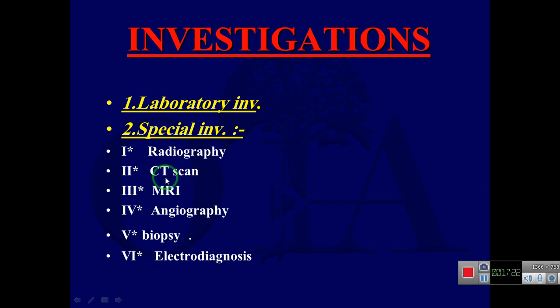CT scan, to study the cross section of the limb, and MRI. This is the gold standard in the investigation of bone disorders. It helps to study the bone, soft tissue, and medullary spread and so on with great accuracy. The only problem is the prohibitive cost. And angiography helps in tumor diagnosis.